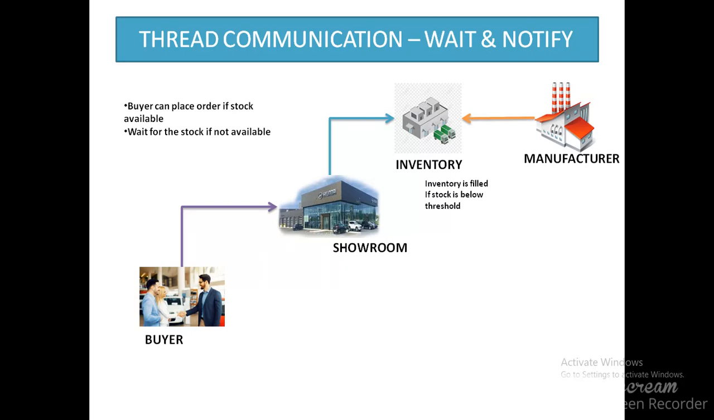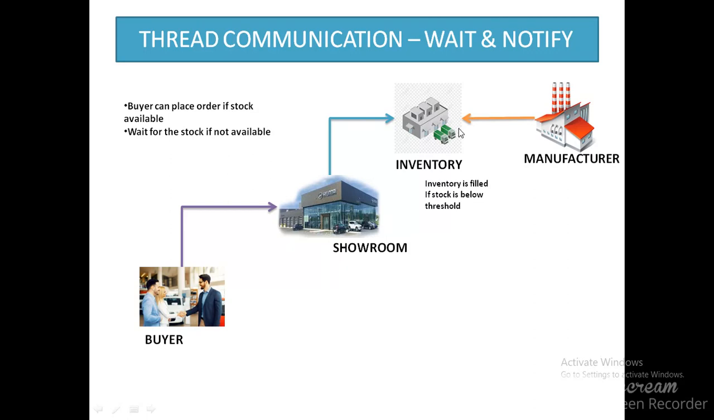Right. So basically, in this scenario, inventory is the key resource that is utilized by the manufacturer and the showroom. If the inventory is depleted, then the manufacturer will acquire the lock of inventory and try to fill the goods. If there are enough goods, then the lock of the inventory will be available with the buyer or the showroom who can buy the items. Then the manufacturer does not have the lock to the inventory.